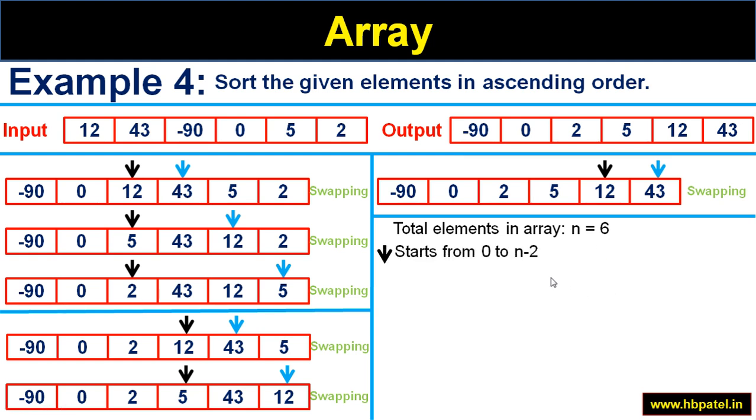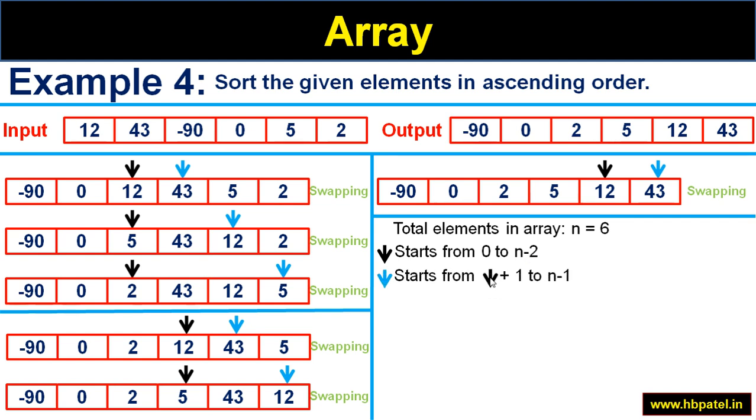So the black pointer starts from 0 to n minus 2. So if this is 0, 1, 2, 3, 4. So black pointer starts from 0 and it goes to n minus 2. N minus 2 means 6 minus 2 is 4.